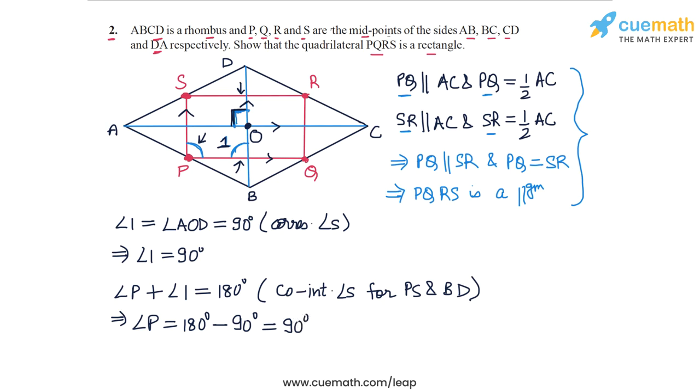So the angle between the two adjacent sides PQ and PS of the parallelogram PQRS is 90 degrees, and this means that PQRS is a rectangle, because if one angle of a parallelogram is 90 degrees, then all the angles are 90 and we can claim that the parallelogram is a rectangle. So this is how you can prove the result in question 2.